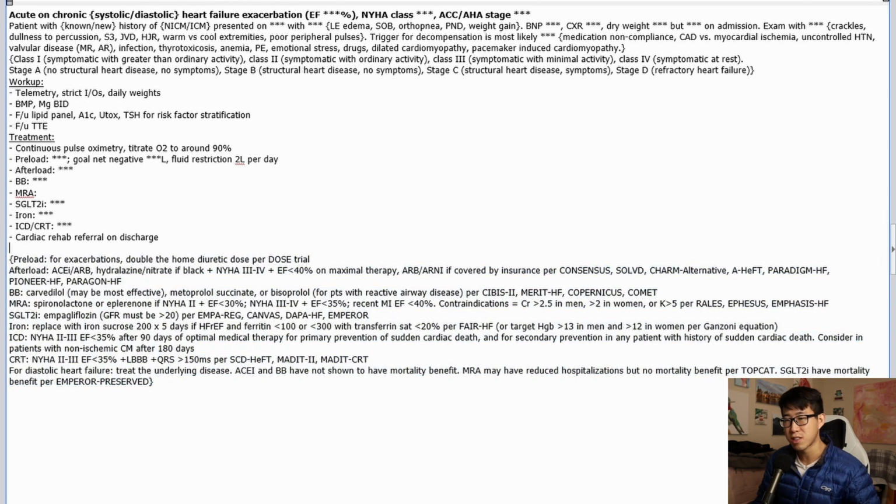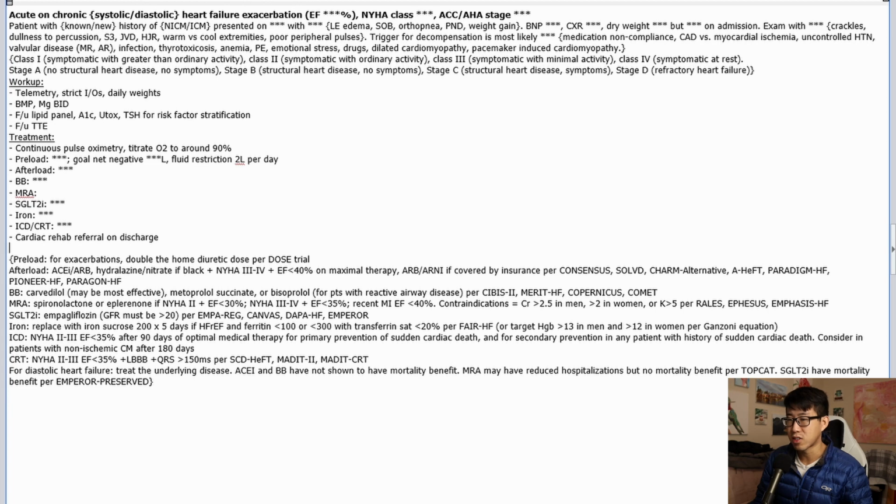And then here again, this part right here is just something you can delete, but it has a bunch of references for best practices for preload. There's the DOSE trial that recommended a good dose for exacerbations is 2.5 times the home dose. So generally what we do is double the home diuretic dose, but oftentimes we'll do even more if the patient needs.